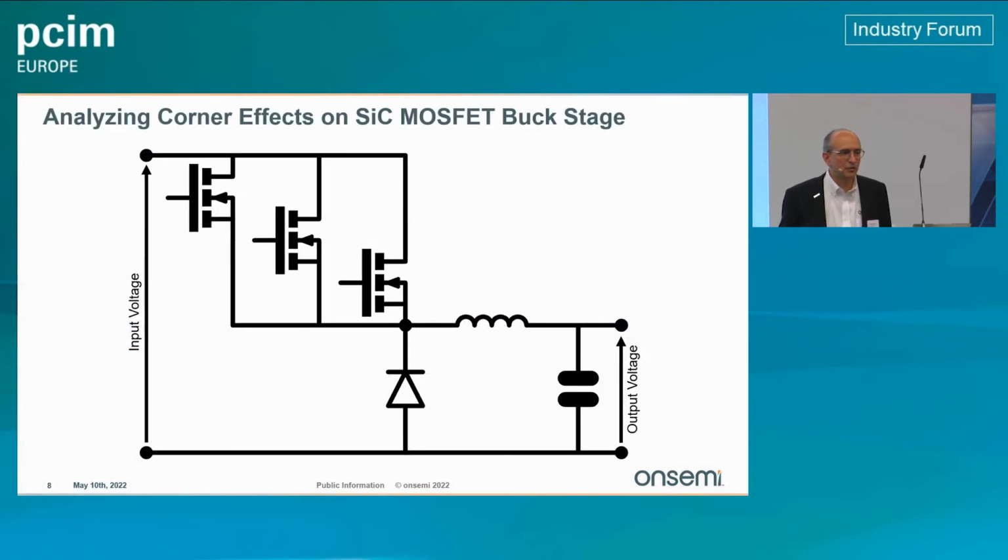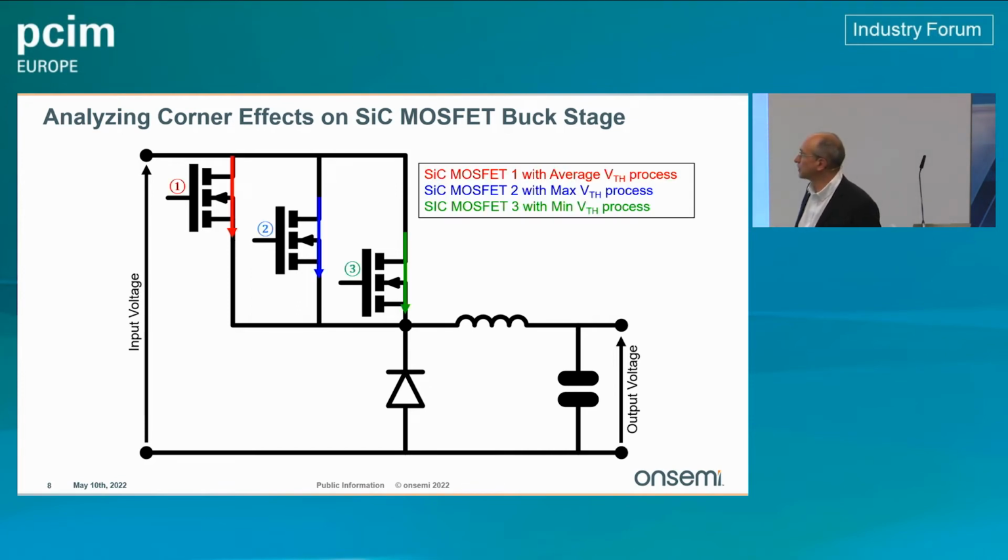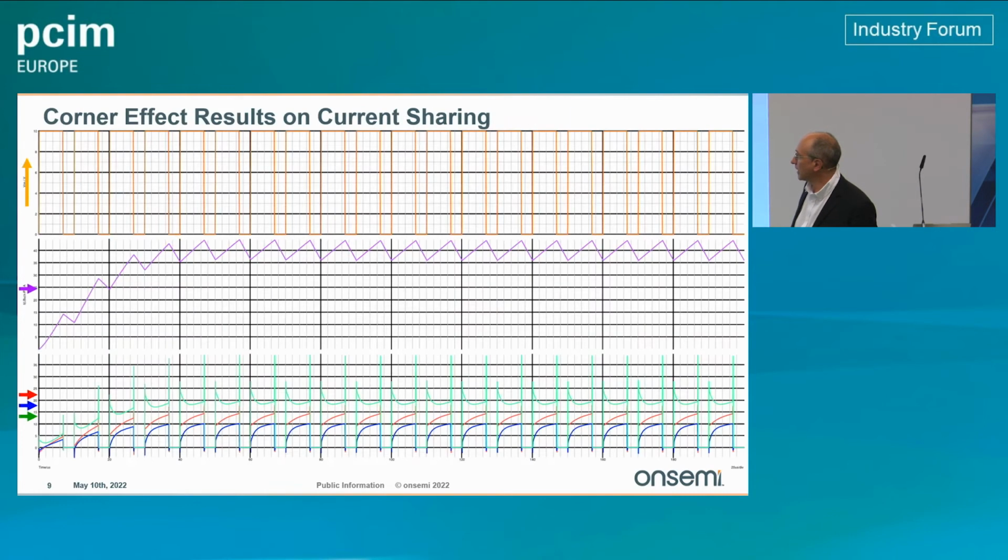Let's assume I have a simple buck stage. I have 3 switches here, and those 3 are different. I have the average VTH, the maximum VTH process, and the minimum VTH process. How do they operate together, how does the current split, who turns on first, who turns on last? Run the simulation. I will measure the gate voltage and the inductor current, and this is the result of the simulation. You can see clearly the 3 currents: they are not equally split and not even the same shape.